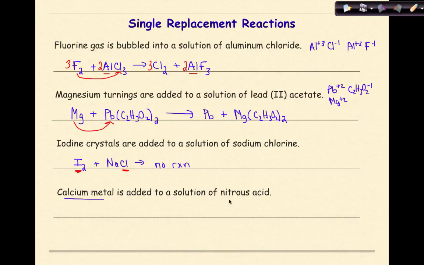Calcium metal is added to a solution of nitrous acid. Calcium metal can be represented as Ca and then plus, and then nitrous acid is HNO2 and then an arrow. Calcium is more active than hydrogen, so calcium can come in and kick out the hydrogen. So hydrogen gas will be released. This is going to be Ca(NO2)2. Going back to balance, I have 2 nitrite ions over on this side, so I'm going to put a 2 in front of here. The Ca is already balanced, and by putting the 2 in front of the HNO2, my hydrogens are balanced.